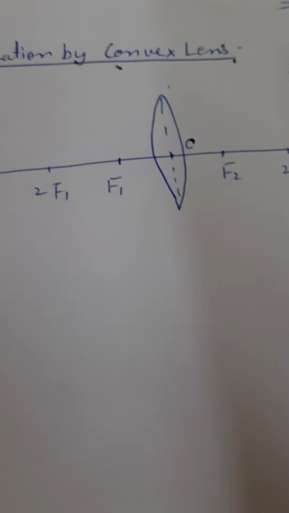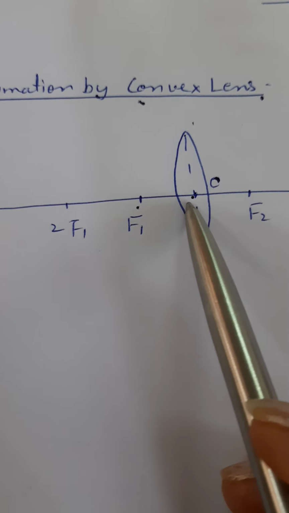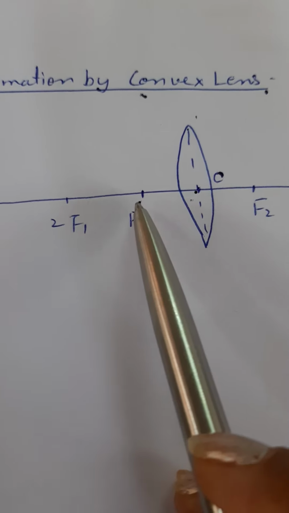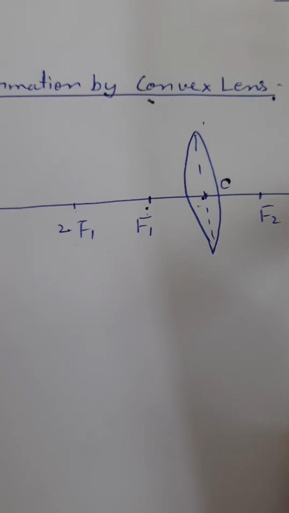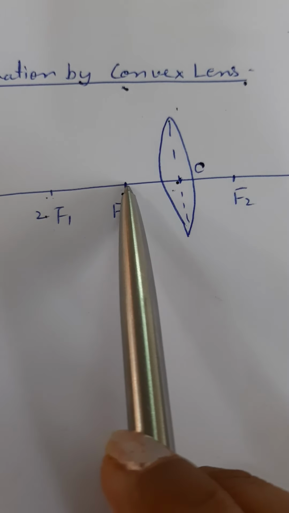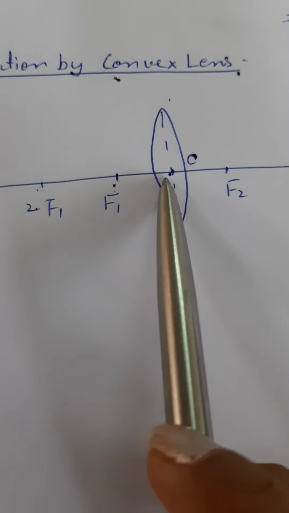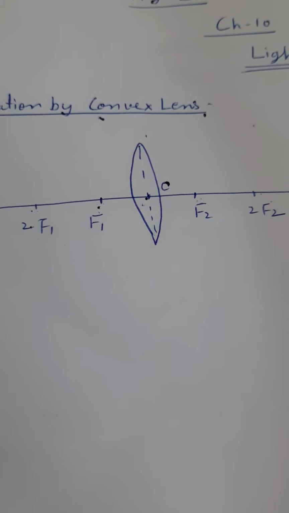So you remember this thing, that in our diagrams we are taking OF1 equal to OF2. Similarly, F1 is twice, so 2F1. This distance should be equal to this one. These four distances are the same: 2F1 to F1, F1 to O, O to F2 and F2 to 2F2. So you should measure these distances with the help of a scale.